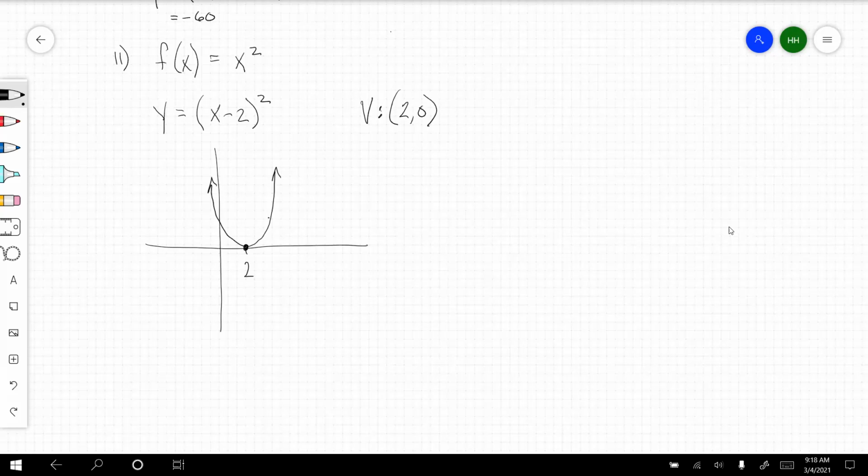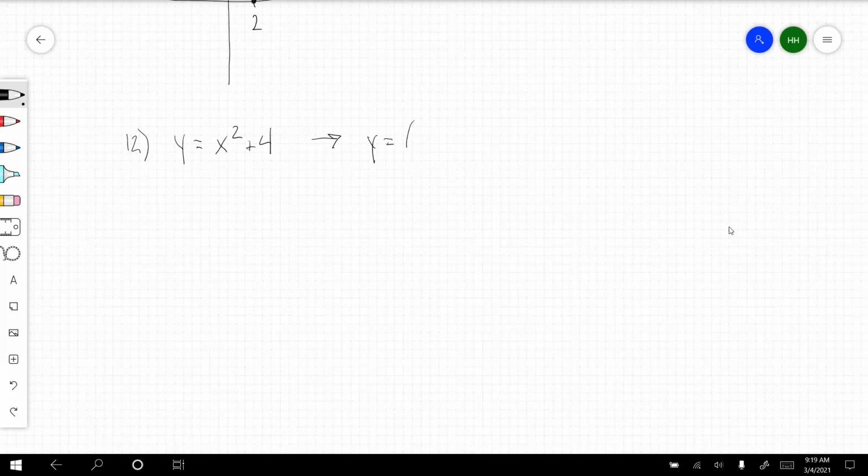Okay? How is the graph a translation of f of x equals x squared? Well, all this did was it moved right 2 units. And we said earlier in the week that this value inside the parentheses determines the translation. And when it's negative, it moves the graph to the right that number of units. So it moved it to the right 2 units.